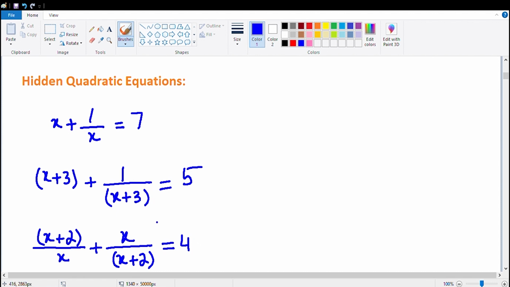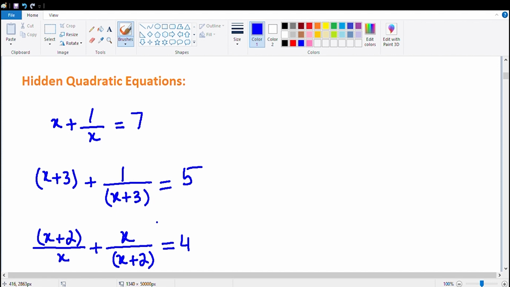Then these types of equations are hidden because we can't really see the quadratic. I'm calling them quadratic equations because I can tell that if we use some mathematical operations, we can get a quadratic equation. But for you, it might not look like that. You might not see a quadratic equation, and that's fine. But what we've got to do is solve it so that we can see a quadratic equation.